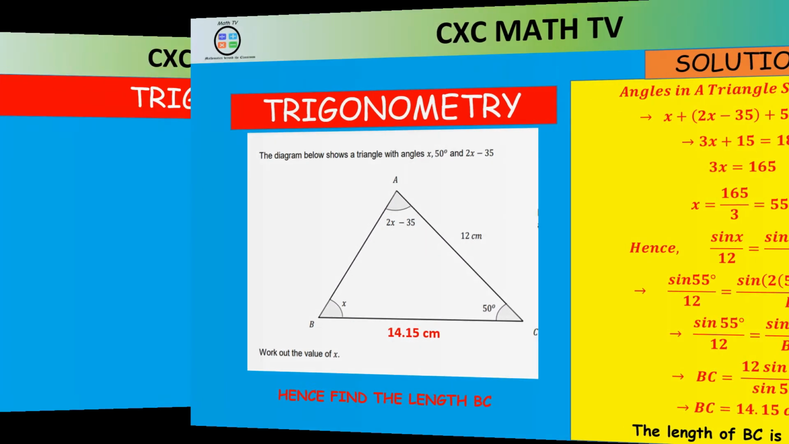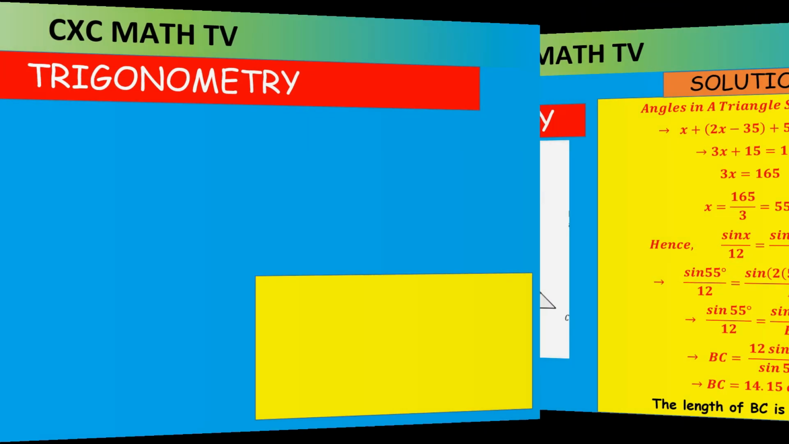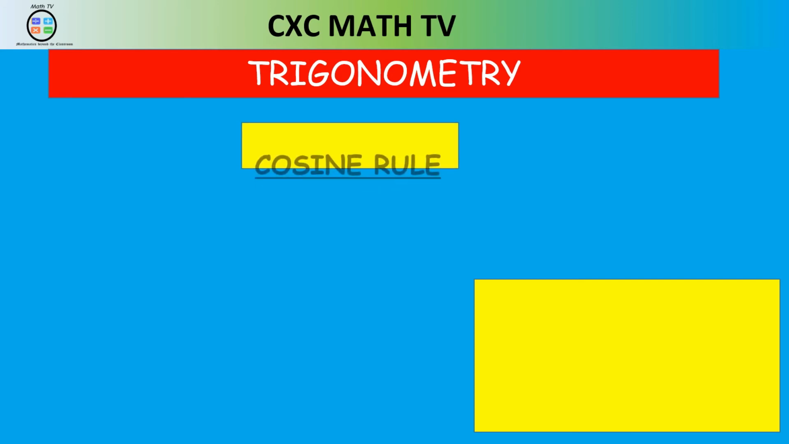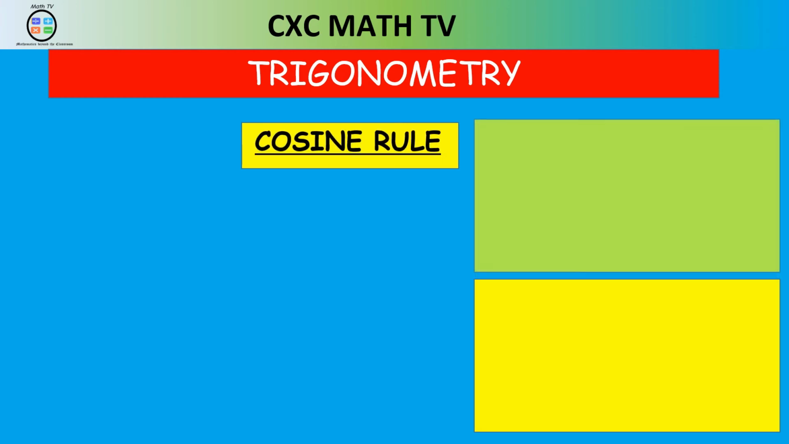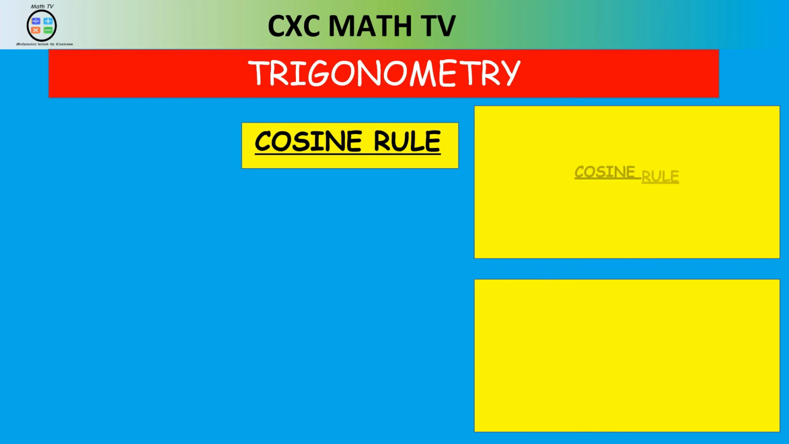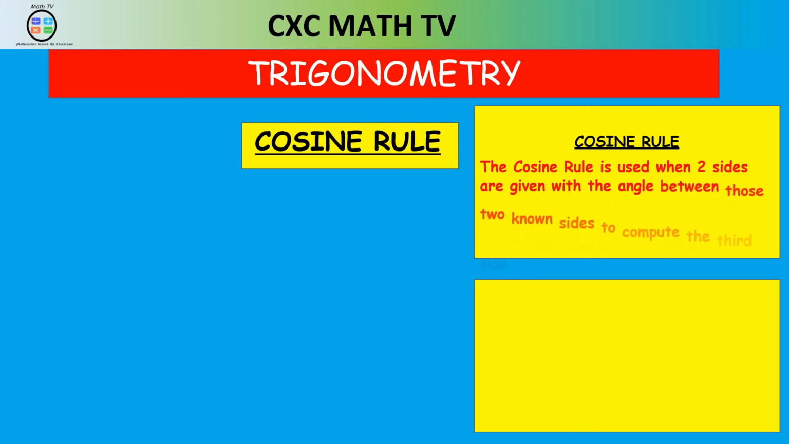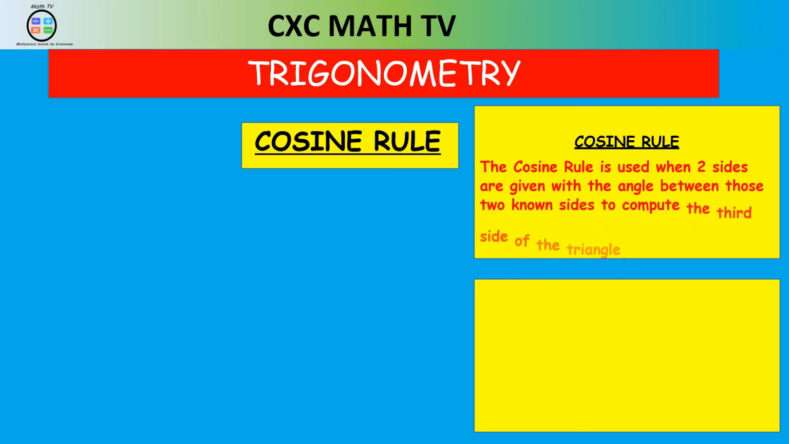Now, the cosine rule is used when two sides are given. The angle between those two sides must also be known. And then we're going to use that to find the third side of the triangle. So look at this diagram right here. We're given triangle ABC. And they tell us that the length of AC is B. The length of CB is A. The length of AB is C.